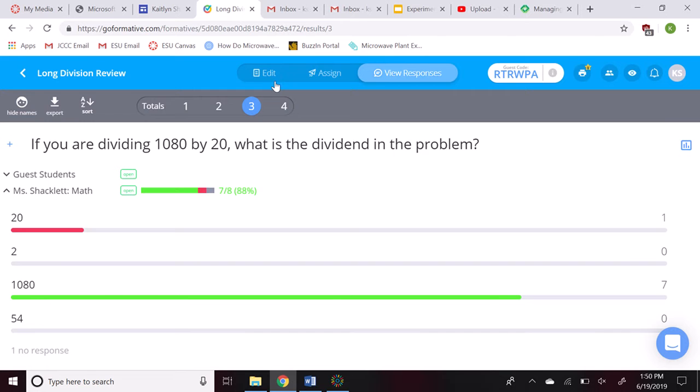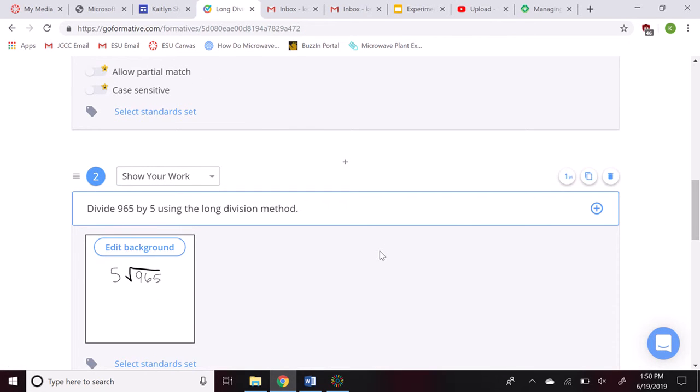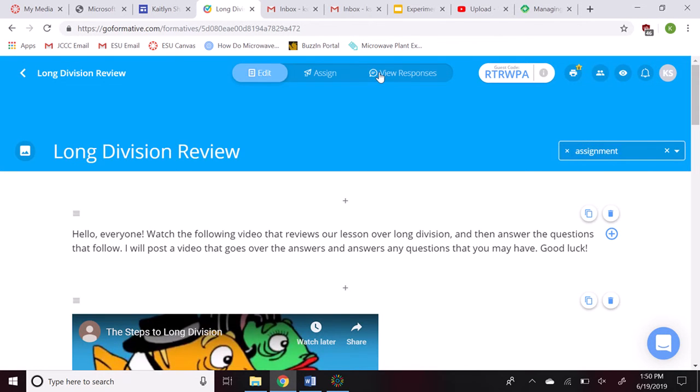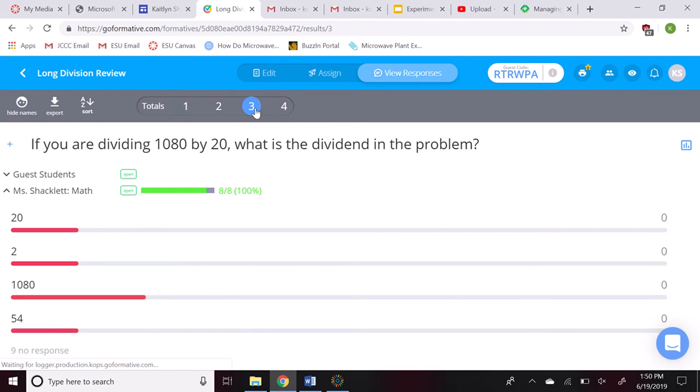If you remember, I inserted a document down here, and it talked about our division terms. You read through that, and you learned the 4 different parts of our problem. Our question asked, if you're dividing 1080 by 20, what is the dividend of the problem? If we look at our division terms, the dividend is the number that is being divided. So let's view our responses. Almost everybody got that one right. 1080 is what is being divided. 20, if you remember, is our divisor. It's what 1080 is being divided by.